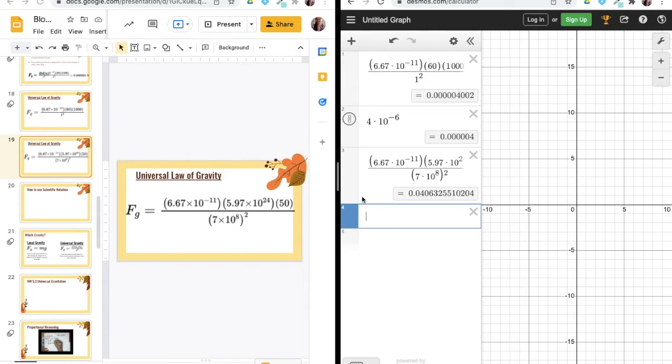Notice in this case, the force is 0.04. I'm probably not going to use scientific notation for that. That looks just fine.